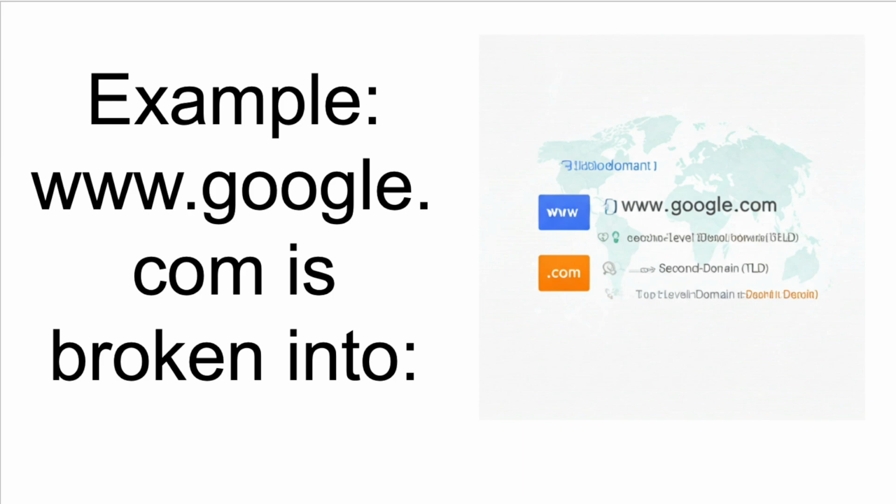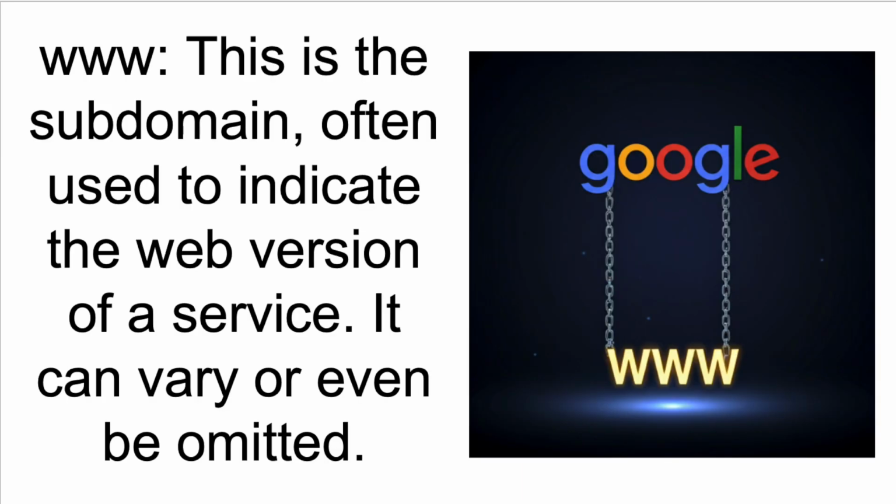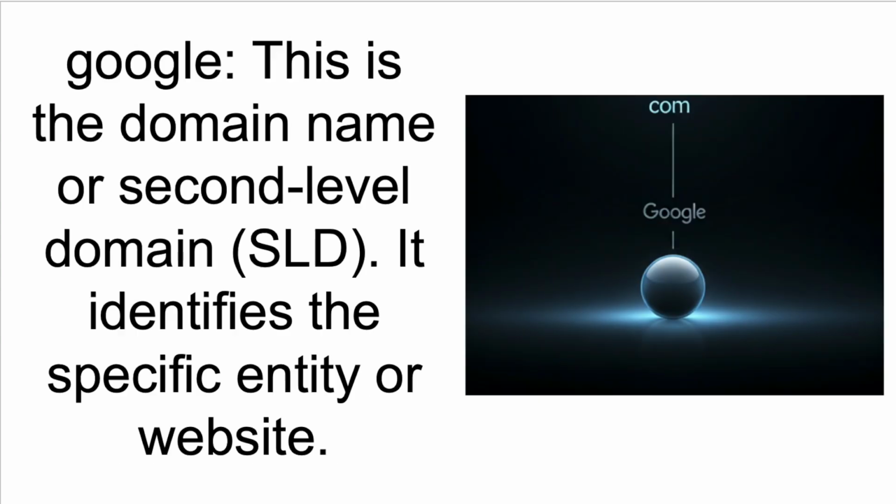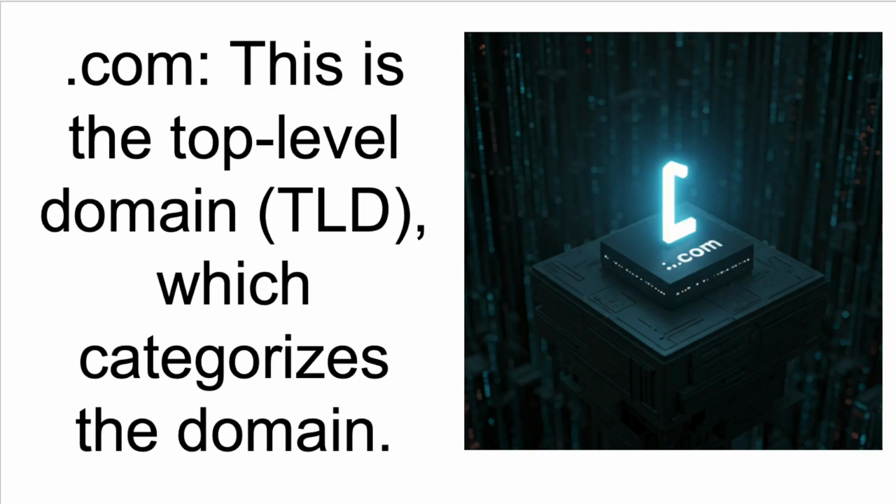Example: www.google.com is broken into www. This is the subdomain, often used to indicate the web version of a service. It can vary or even be omitted. Google. This is the domain name or second-level domain (SLD). It identifies the specific entity or website. .com. This is the top-level domain (TLD), which categorizes the domain.